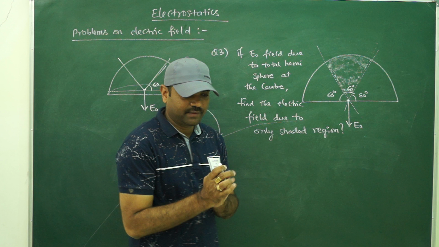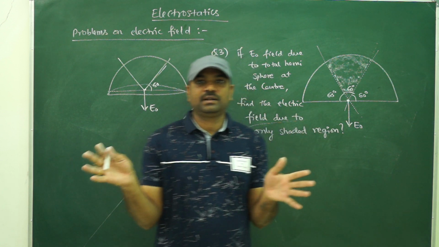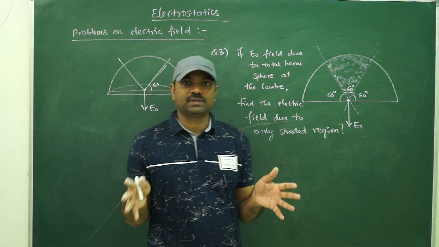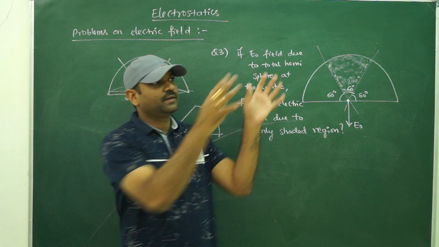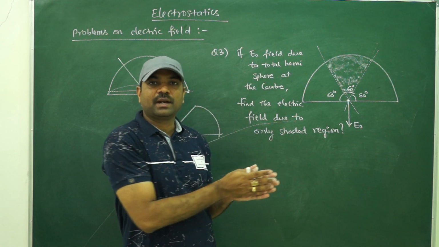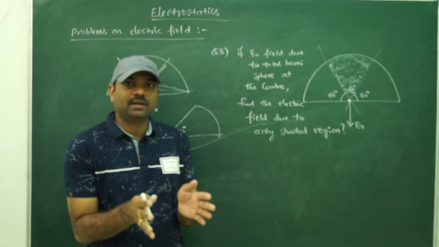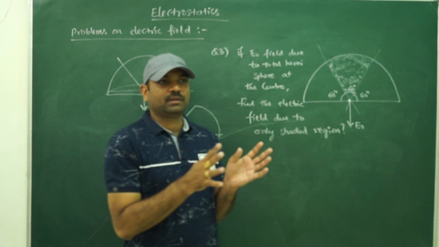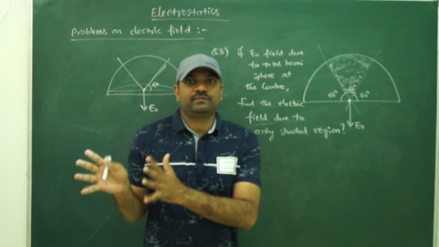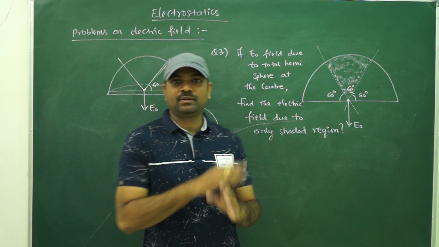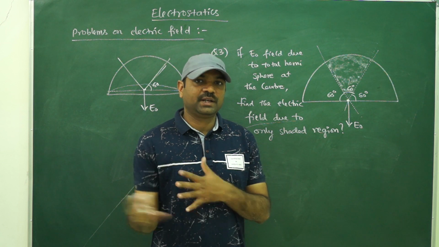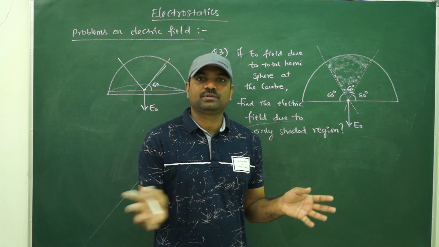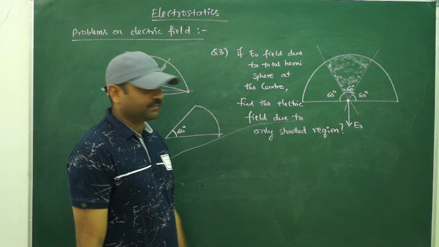So here, whenever they have given one object's field and they are asking for any part of the object, remember, that question is related to comparative things only, not to deriving the formula. So for the hemisphere, don't take a small part and derive, and don't do the integration. We have a logic to solve this. So let us go with it.